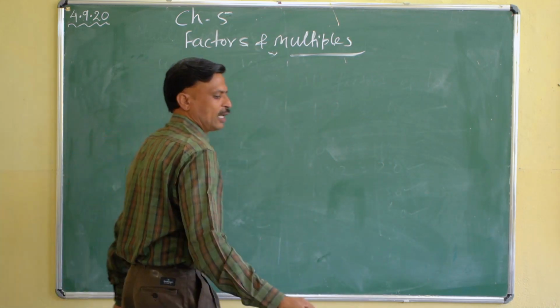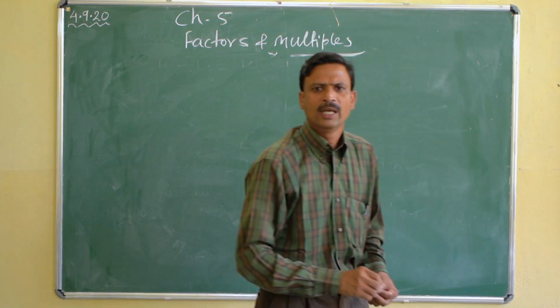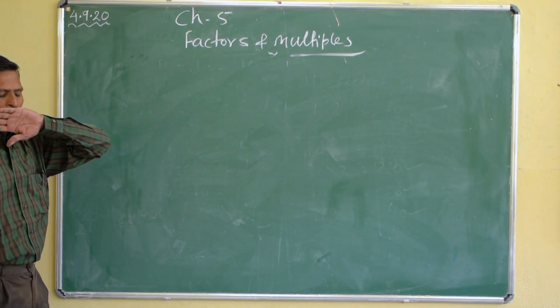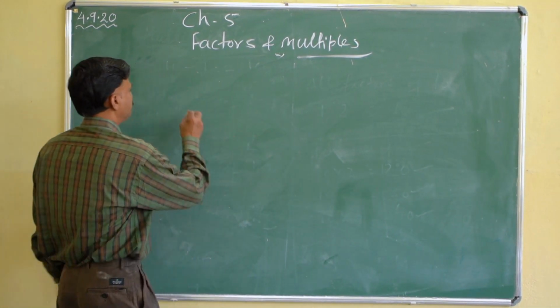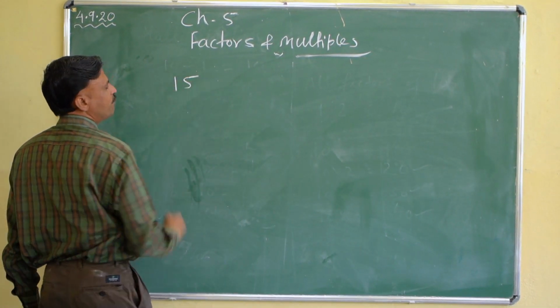I will tell you another example. I am taking one more example. Suppose we want to find out the factors of 50. So we are taking the number 50.